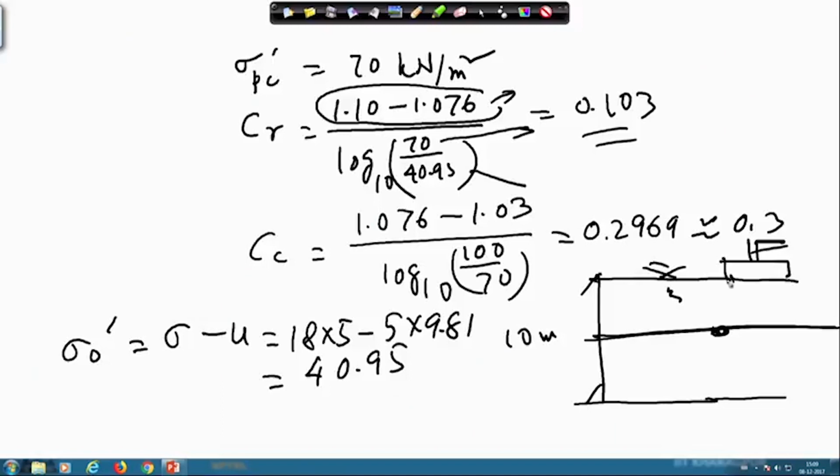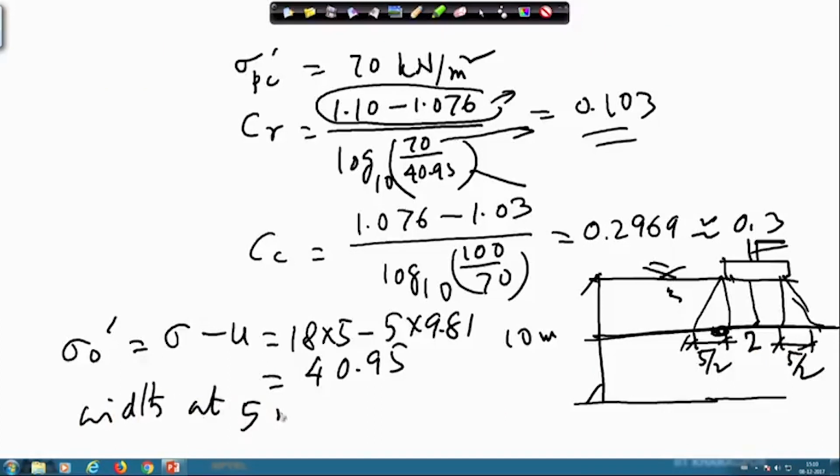Now, because of this footing, this dispersion will be there. So, this is 5 meter depth and this was 2 meter. So, this will be 5 by 2 and this is also 5 by 2. So, ultimately this is 2 plus 5 by 2 plus 5 by 2, that means the base width at 5 meter depth will be equal to 2 plus 5, equal to 7 meter.